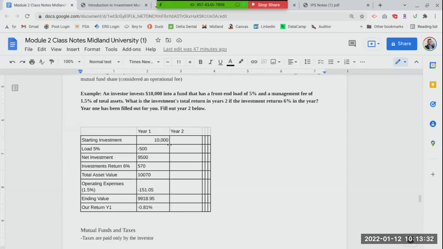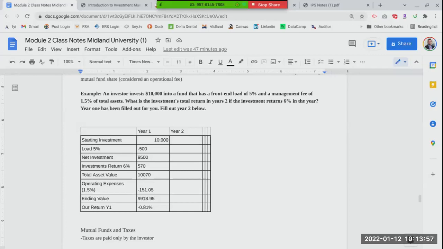So we're going to start with that $10,000 that we invest. Then there's going to be a 5% front-ended load. So all of a sudden, we're left with our net investment of $9,500. That $9,500 is able to produce a 6% return, so it makes us $570. We have a total asset value of $10,070.